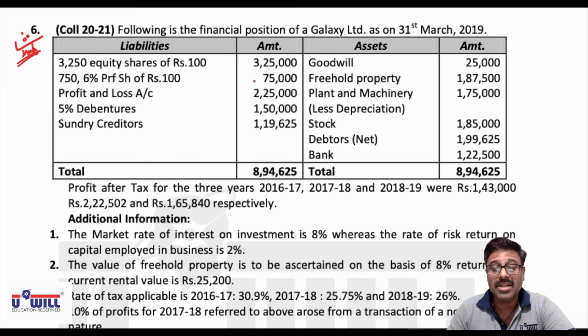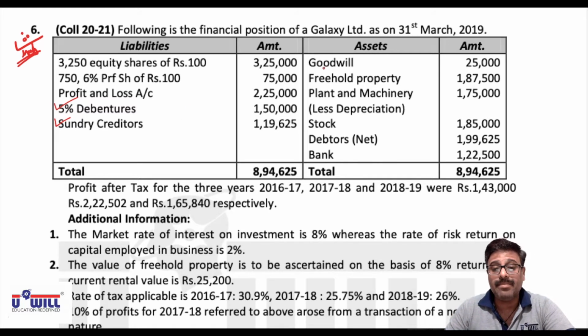First of all, from the balance sheet, we have to find out by indirect method which assets and liabilities are to be included in calculation of capital employed. So equity shares won't be included, preference shares won't be included, profit and loss account won't be included. They are not external liabilities, they are payable to the owners of the company. Debentures is an external liability that we have to minus. Sundry creditors is an external liability that we have to minus in indirect method.